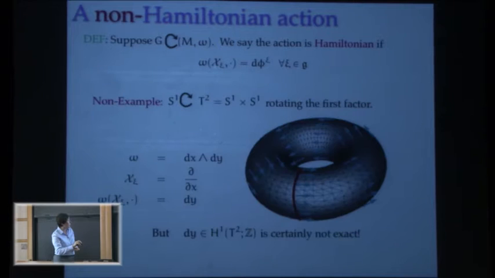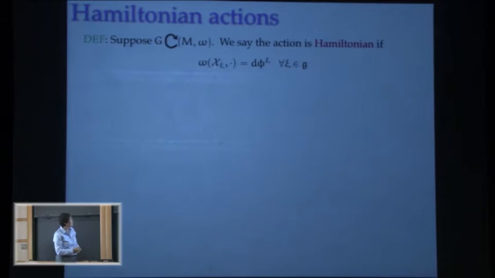A non-example is the circle acting by rotating the first factor. We can do the same. This is sort of flat, in the flat xy coordinates. The 2 form is just dx wedge dy. Say we're rotating the x coordinate, so our vector field is d by dx. Then when I eat the d by dx, I just get dy. And okay, we want to say, okay, that's d of y. But y is this circle-valued thing, not a real-valued thing. So this dy is a non-zero class in H1, and it's not exact. Okay, so this is not one of the Hamiltonian guys.